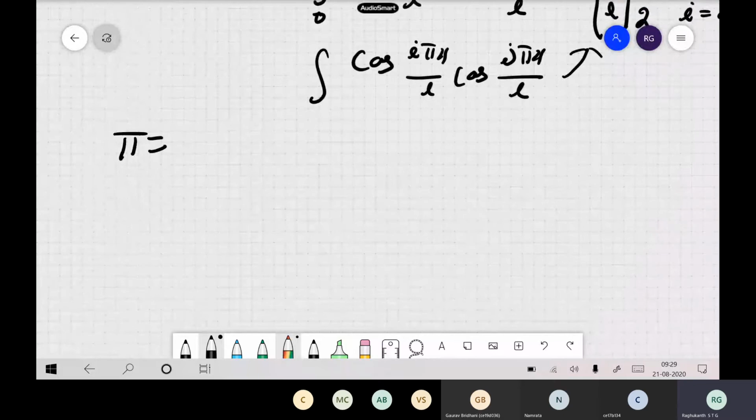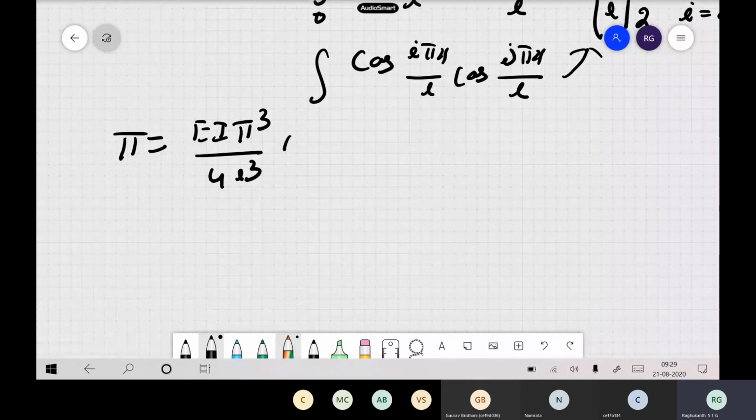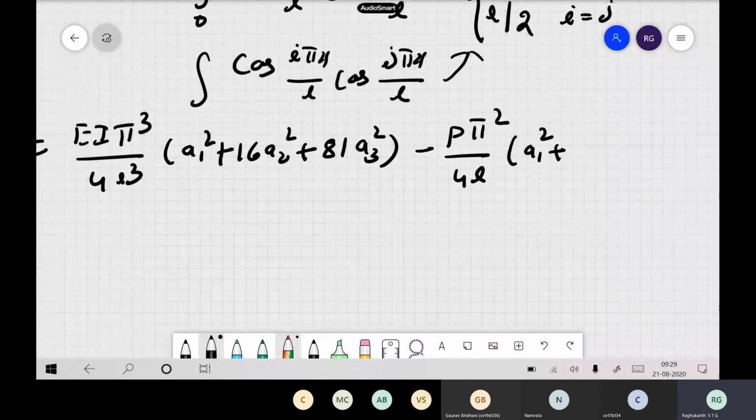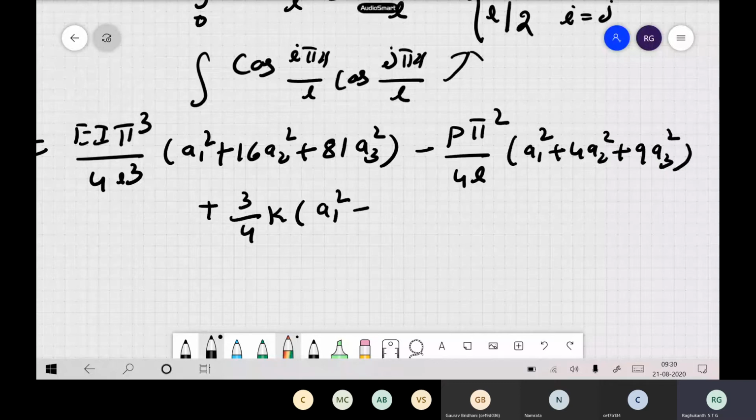So finally the energy turns out to be EI pi cube by 4 L cube times (A1 square plus 16 A2 square plus 81 A3 square), minus P pi square by 4 L times (A1 square plus 4 A2 square plus 9 A3 square), plus 3 by 4 times k (A1 square plus A2 square). So you get nice expressions like this.